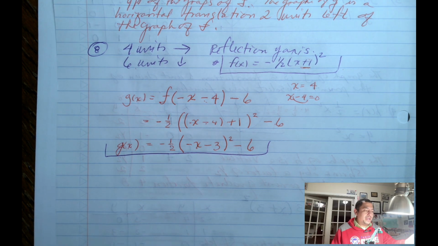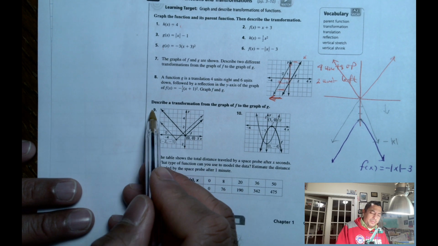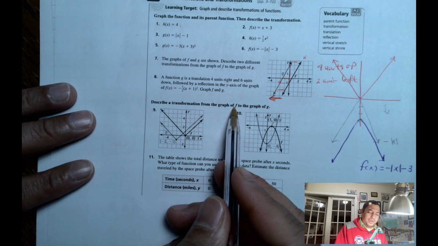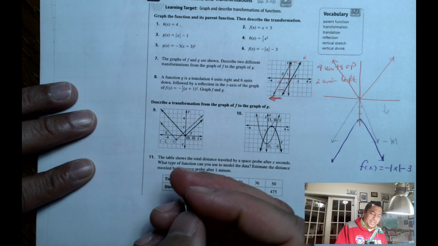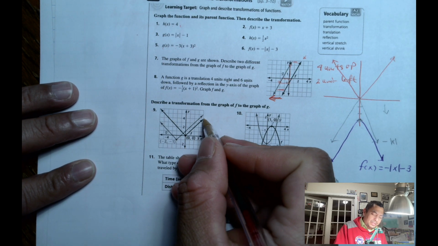Okay, problem number 9. Let's look at problem number 9. Problem number 9 describes the transformation from the graph of f to the graph of g. See this one? This is the parent function. This graph here is the parent function.